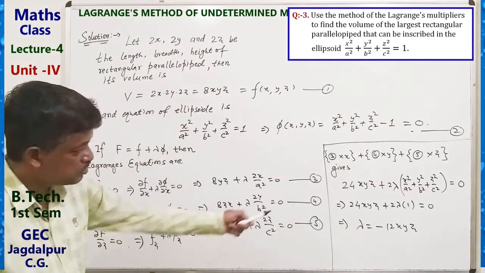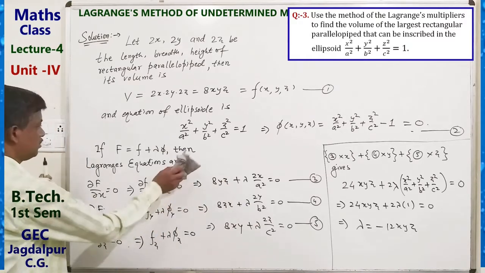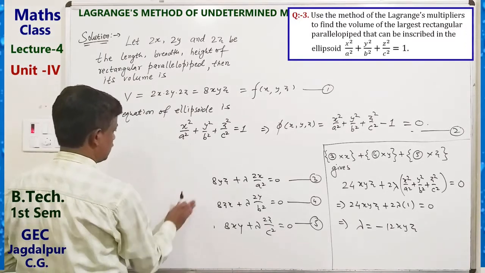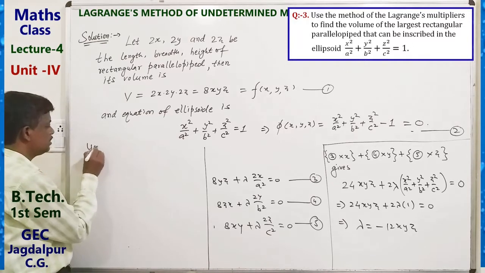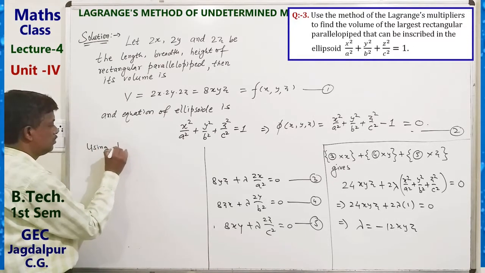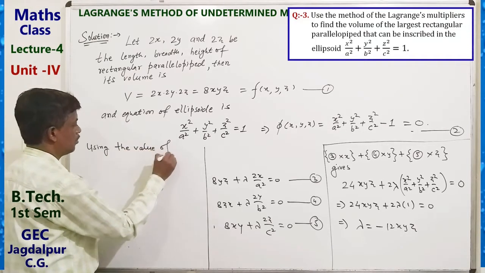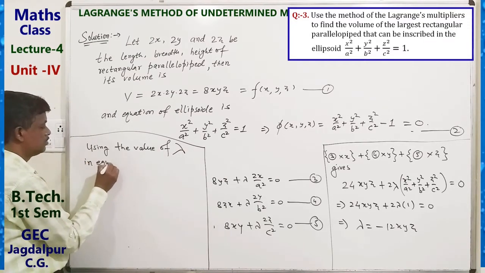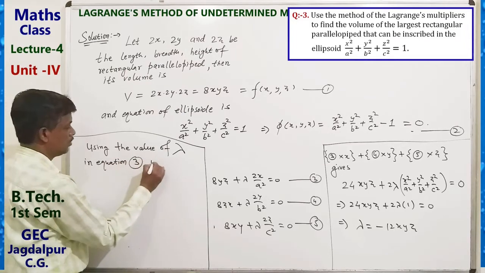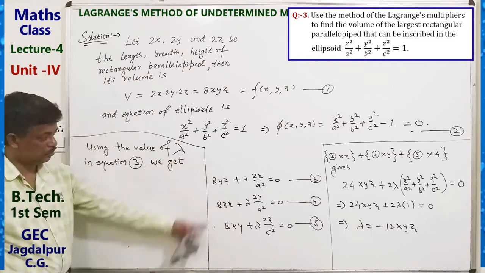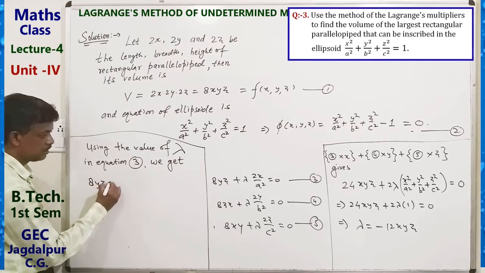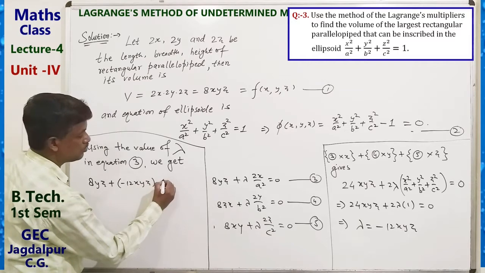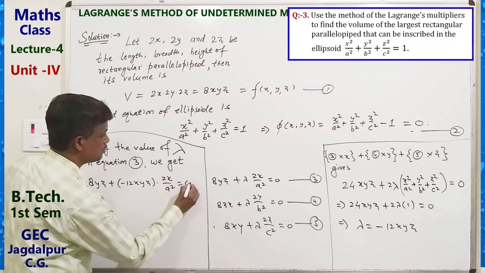Clear? Now using the value of lambda in equation 3, we get 8yz plus lambda, which is minus 12xyz, into 2x by a square equals to 0.